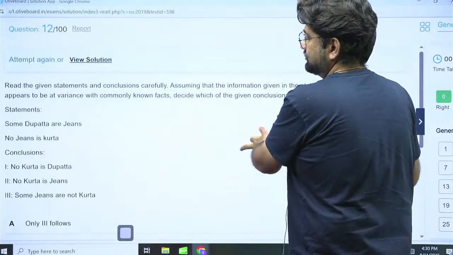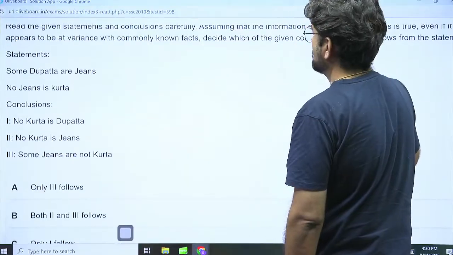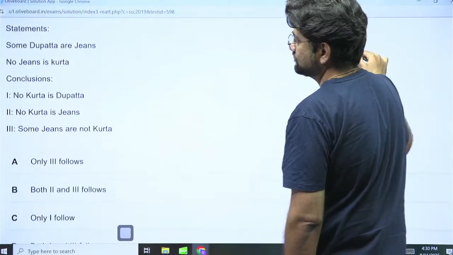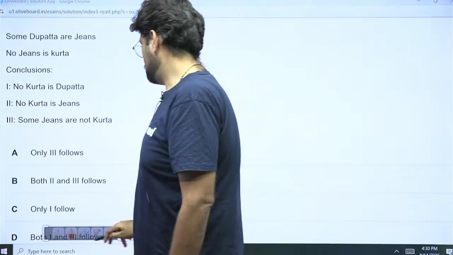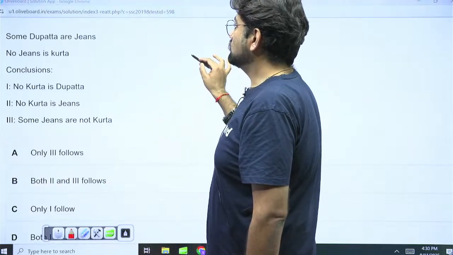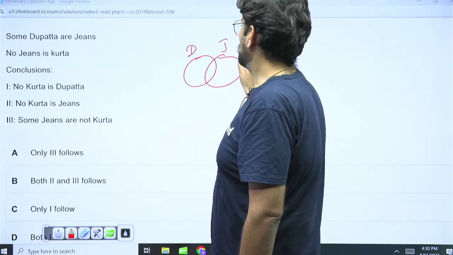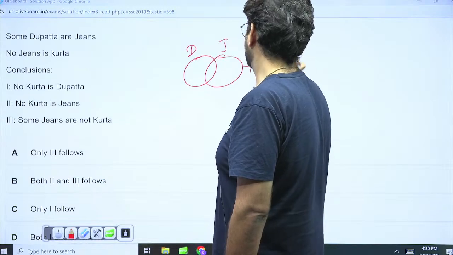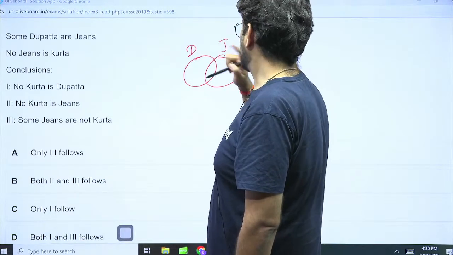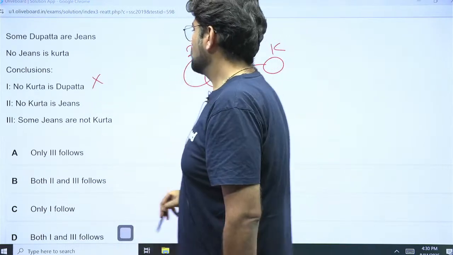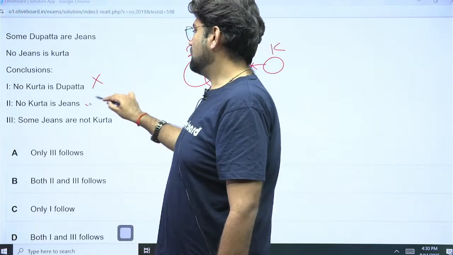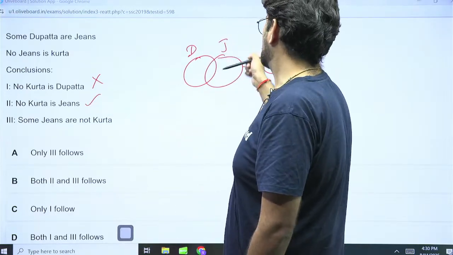Next. Syllogism. Some dupatta are jeans. No jeans is a kurta. No kurta is dupatta. Can I say that? No. No kurta is jeans. Absolutely right. Some jeans are not kurta.